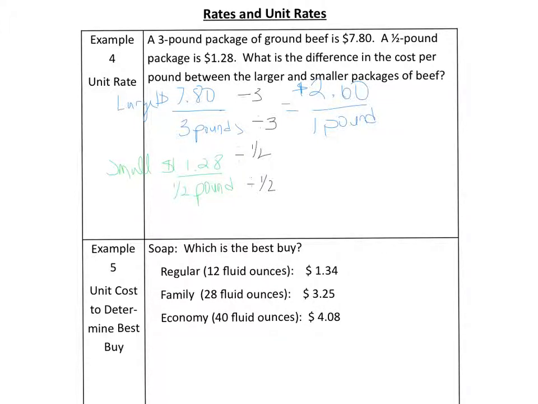And 1.28 divided by a half is going to be 2.56. So $2.56 for 1 pound. So it asked us not what the unit rate was for either the large or smaller. We were asked, what is the difference? Please make sure you are answering the questions.